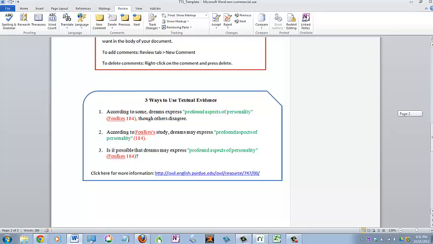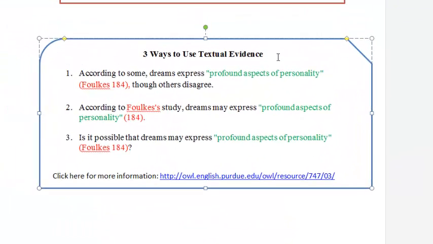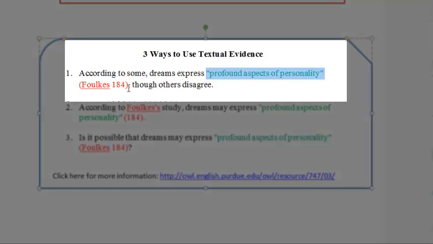Okay, using textual evidence, otherwise known as quotes. Now the important thing to remember is that quotes do not necessarily mean dialogue. A character does not need to be talking. Here there are 3 ways to use quotes in your writing. Note that you always need to have quotation marks around your quotes, and you always need to have the author's last name and the page number.